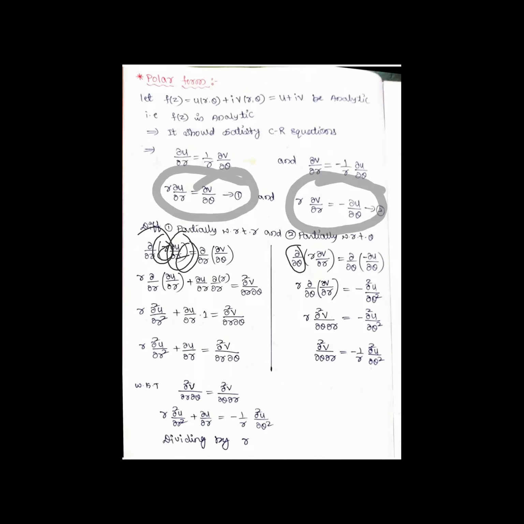So here r dou square u by dou r square, plus dou u by dou r, since the derivative of r with respect to r is 1, equals dou square v by dou r dou theta. Finally the simplification leads to r dou square u by dou r square plus dou u by dou r is equal to dou square v by dou r dou theta. Keep this as it is. Next, coming to this, I'm differentiating with respect to theta. Just look here.